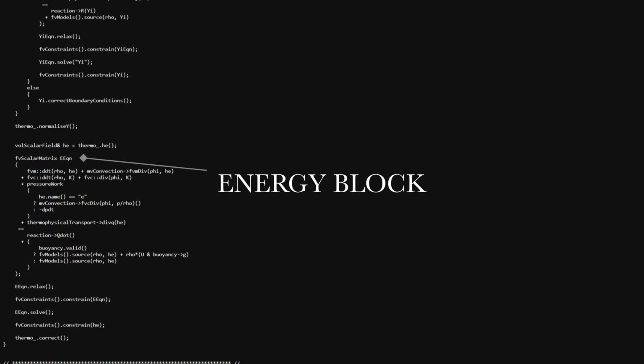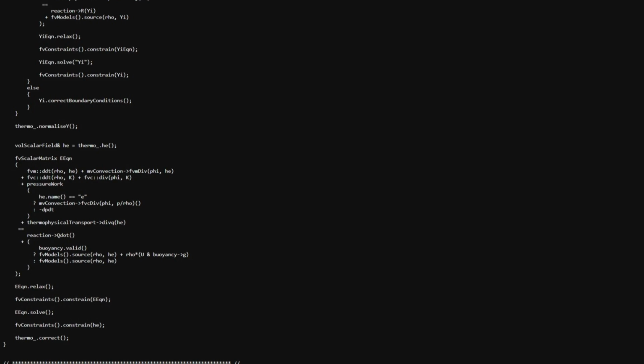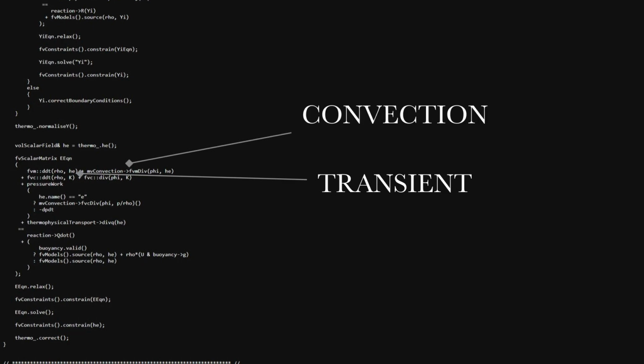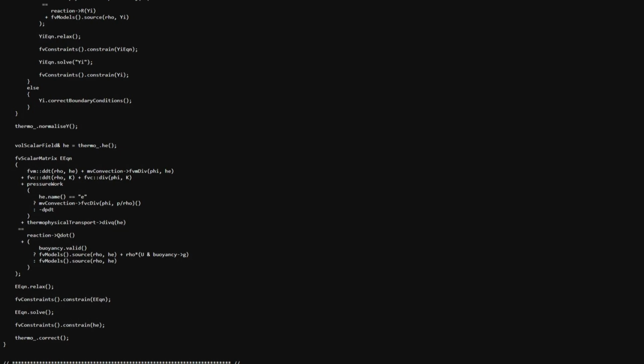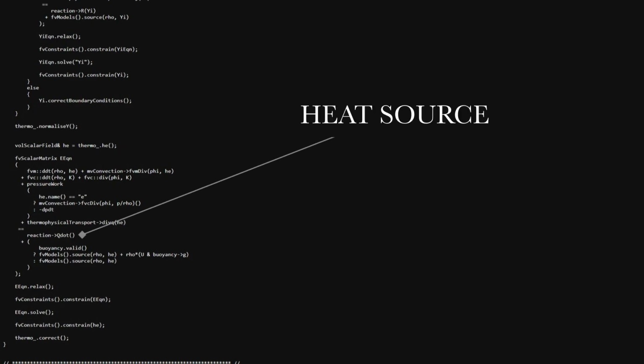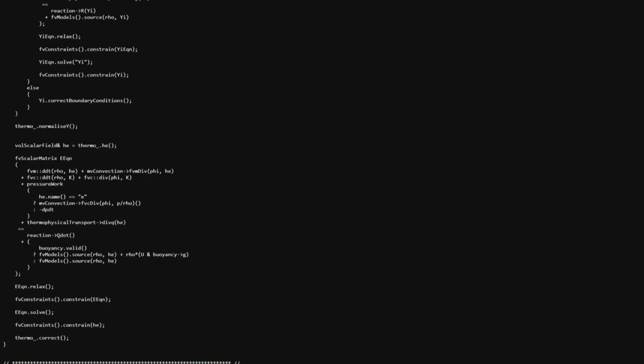The fvScalarMatrix EEqn, just like for the species, assembles and solves a big matrix equation, but this time for energy, often in the form of sensible enthalpy, he. The terms on the left, ddt and div, track how energy moves around via convection and diffusion. The most important term on the right is reaction Q dot. This is heat released or absorbed by the chemical reactions, the heat from our smoking gun. After solving the equation, this function is called to update all other temperature-dependent properties like density and viscosity, based on this new predicted temperature. So there you have it. This is the species transport equation implemented in OpenFOAM.